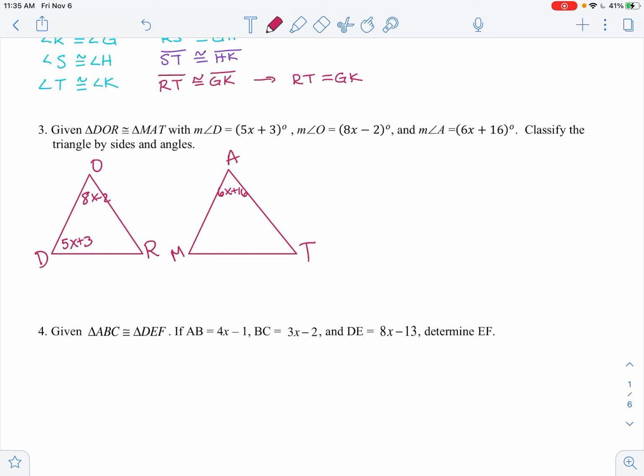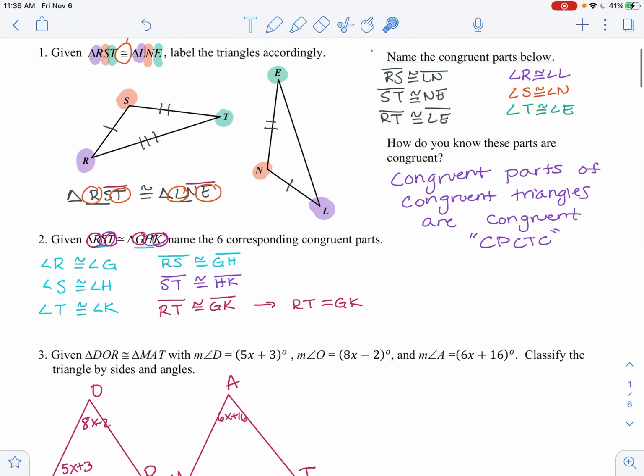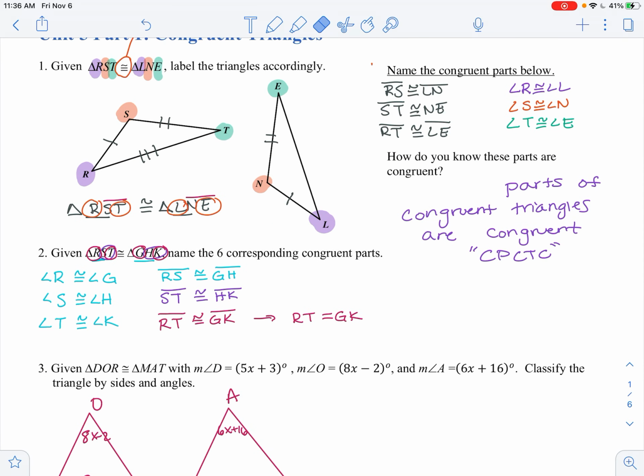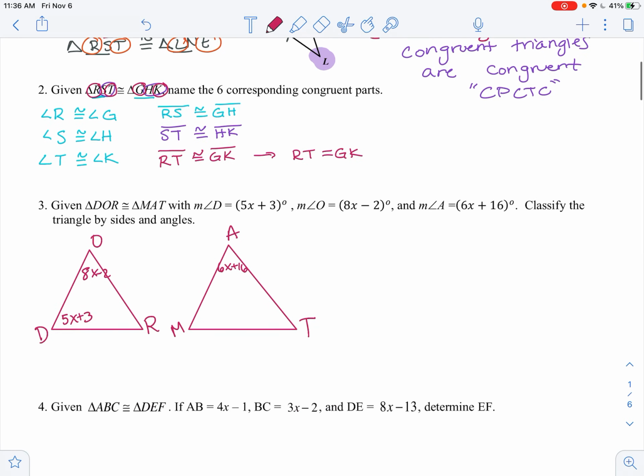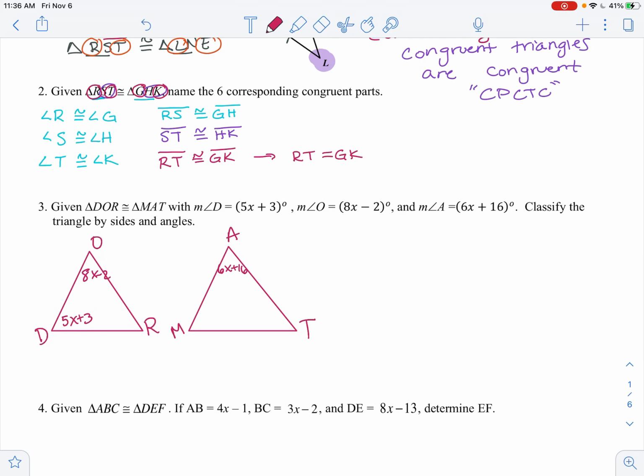So when I go ahead and look at these triangles, we know that angle O and angle A are corresponding angles, and corresponding parts of congruent triangles are congruent, okay? Oh, and I just realized I may have written this wrong. This should say corresponding parts, not congruent parts. Corresponding parts, right? The parts that correspond to each other are congruent. Sorry about that. So we do know that these two parts correspond and the triangles are congruent. So that tells me that they are equal.